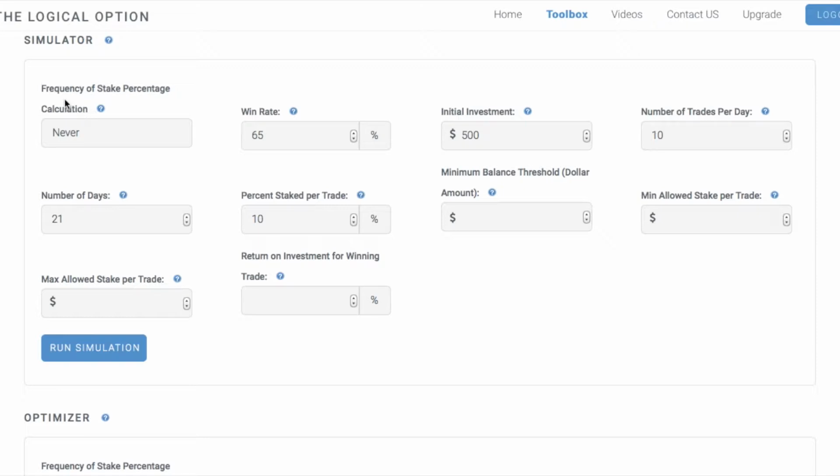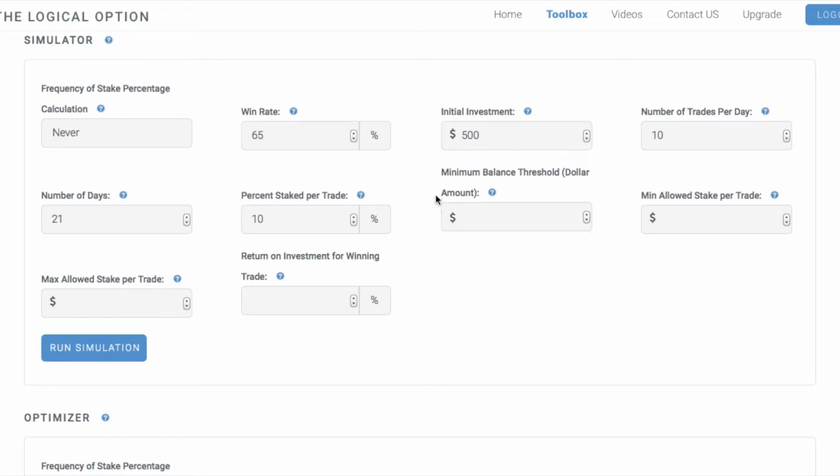Now, I mentioned up here is frequency of stake percent calculation. Since this is at never, that means we're never going to recalculate our investment size. So we're going to stake $50 per trade, every trade, no matter if we win or if we lose, no matter how big or small our balance size is. So we'll just continue to trade $50 no matter what.